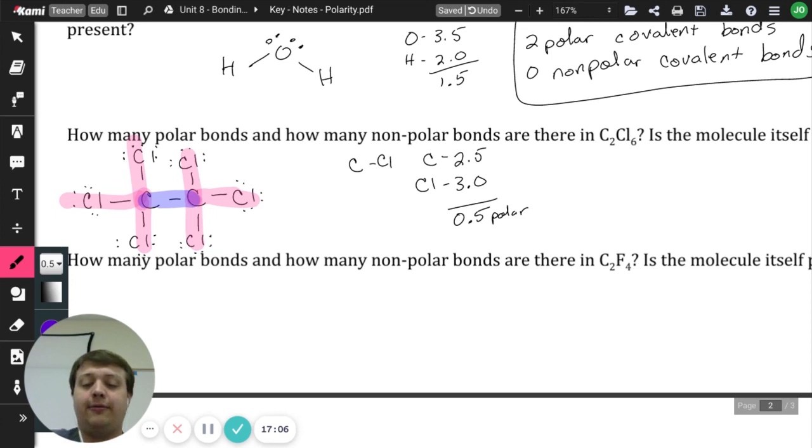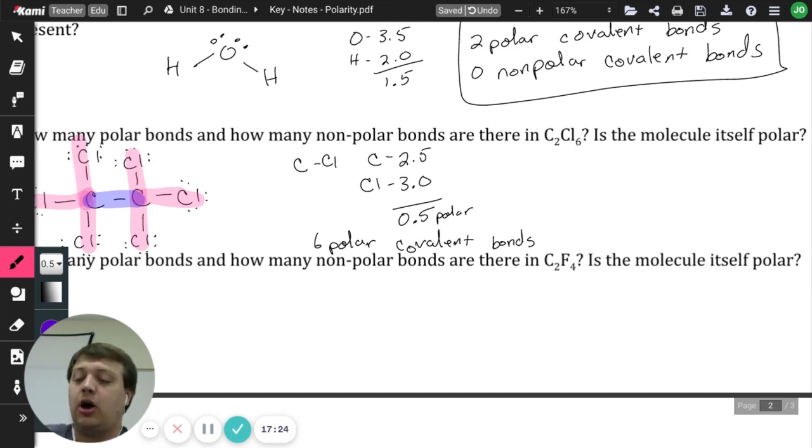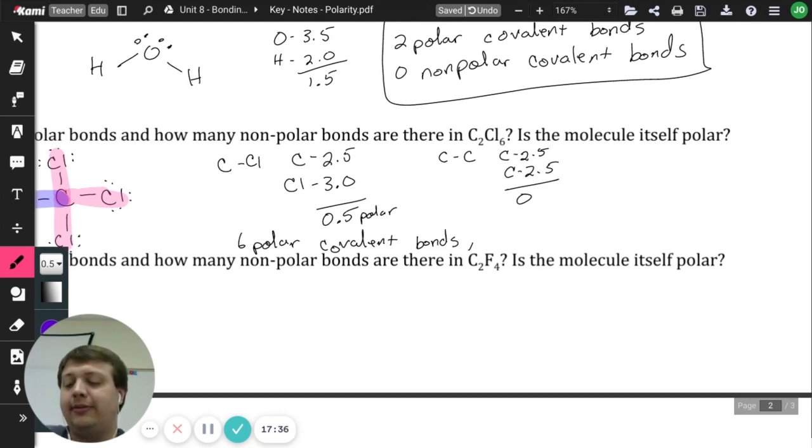All right, looking back at my pink highlighting here, I have 1, 2, 3, 4, 5, 6. So I have 6 polar covalent bonds. How many nonpolar? Well, now I'm comparing my carbon to carbon bond. Carbon has an electronegativity of 2.5. The other carbon has an electronegativity of 2.5. So my difference is 0. That means I have one nonpolar covalent bond.